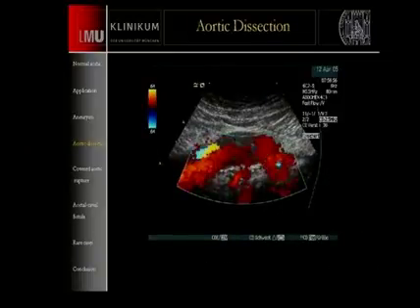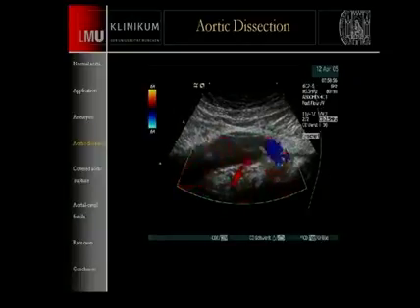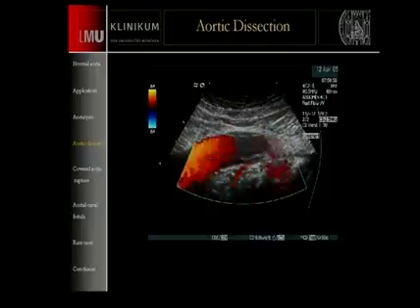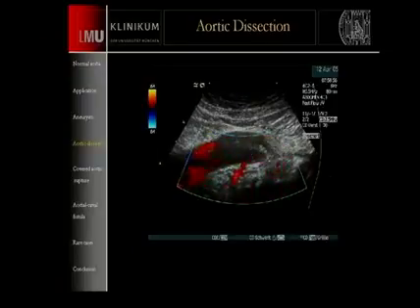So we look at the color Doppler, we see there's still a flow in both lumen, but we see also that the color settings is a little bit different, so there must be different flows in both lumen. So where are the additional information by using contrast in this patient?